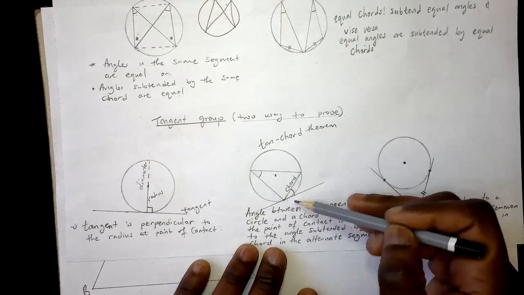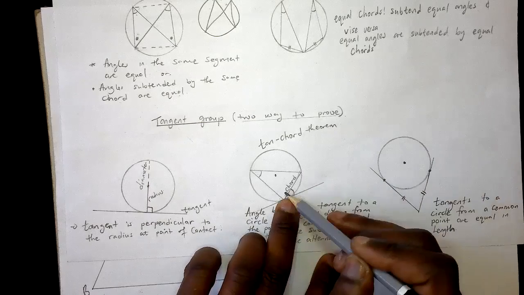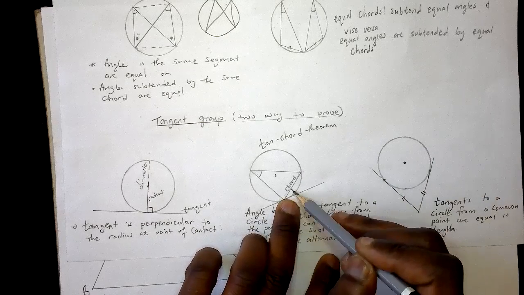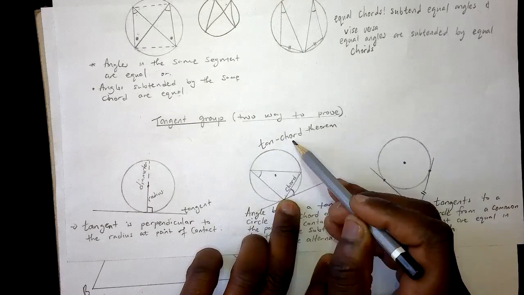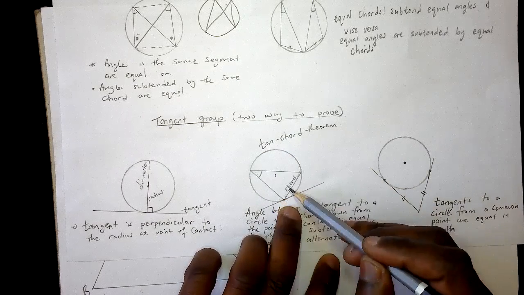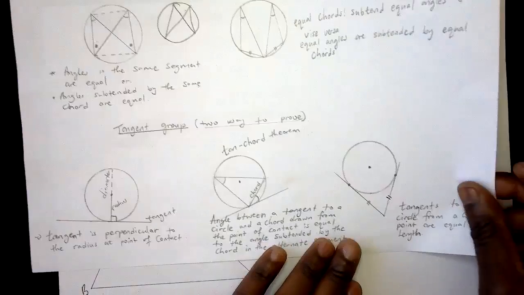So for the tan chord theorem, you check whatever you have here. You check what is my chord. From the angle here, does it have any angle on the circumference? This should be equal to the angle actually outside here.